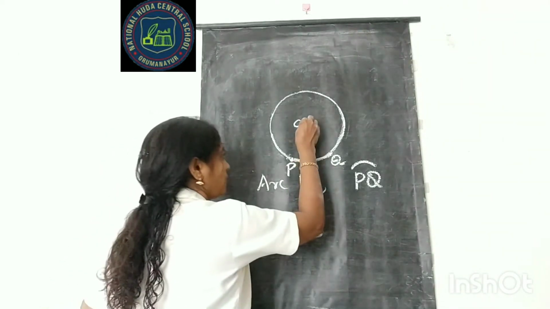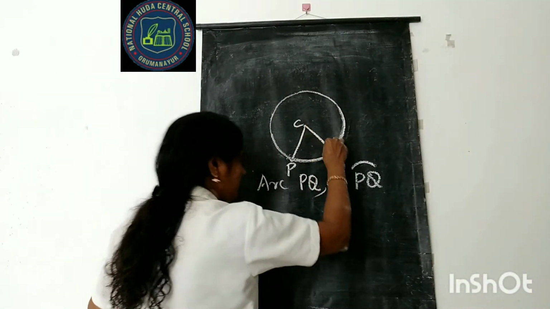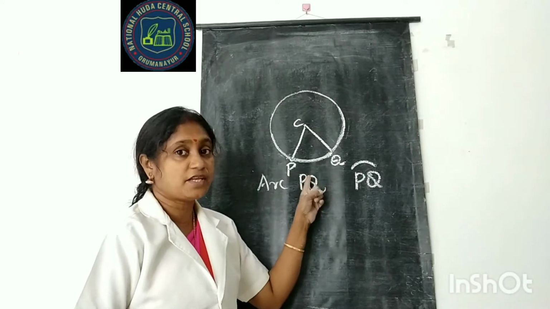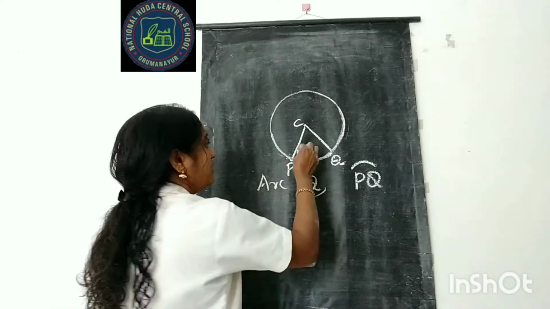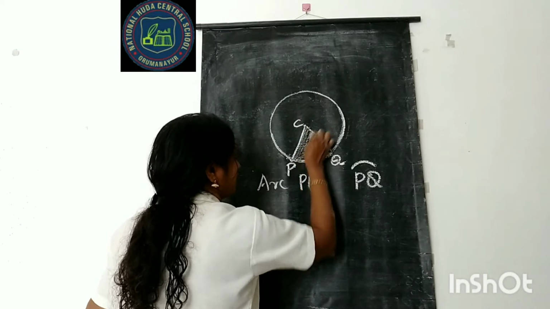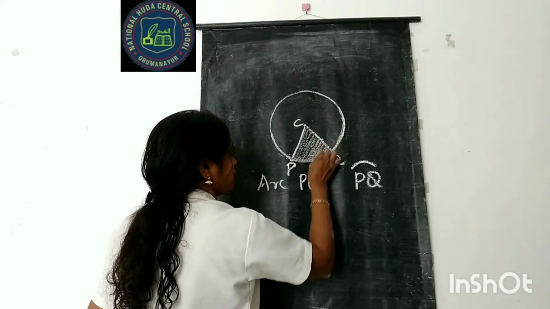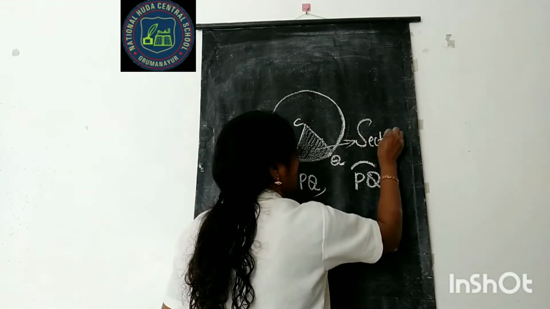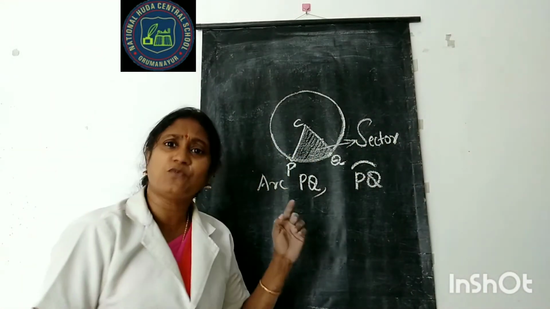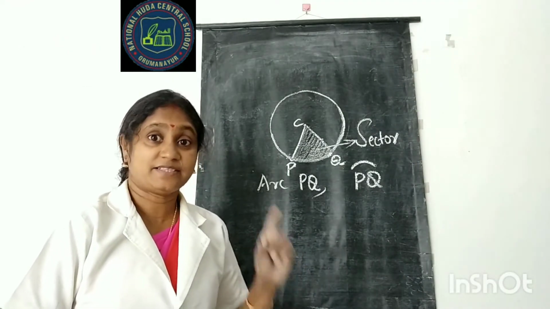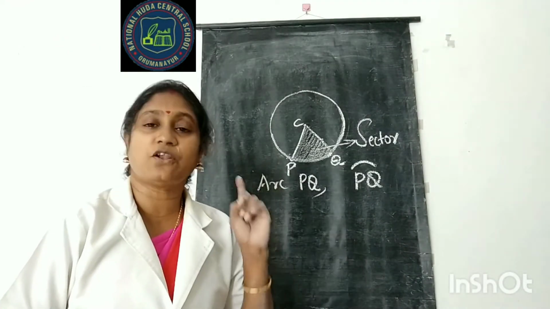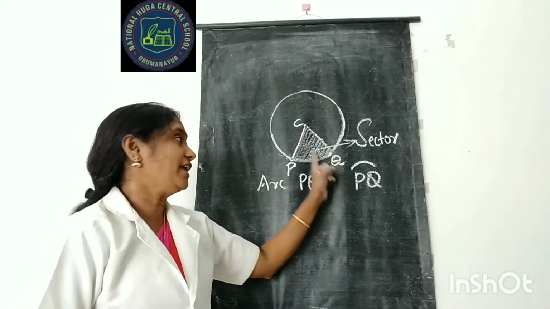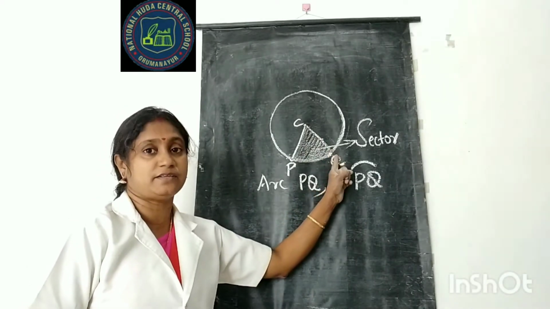Now I am going to draw the radii of the circle. Here the radii of the circle are CP and CQ. Now I am going to shade this portion. And this shaded portion is called the sector of the circle. So what will be the definition of a sector? A sector is a region in the interior of a circle enclosed by an arc on one side and a pair of radii on the other two sides.